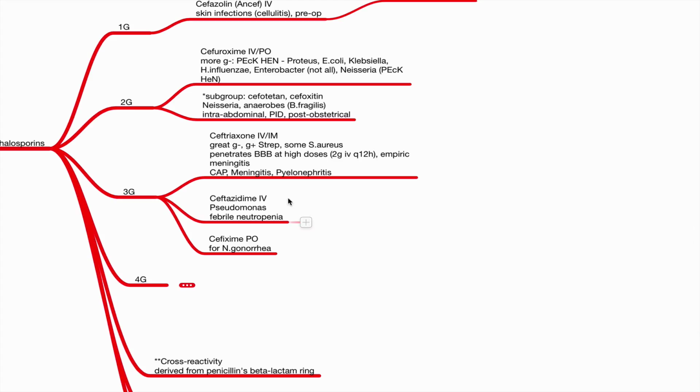Another third-gen cephalosporin, ceftazidime, is worth knowing because it does cover Pseudomonas, and you may see ceftazidime used as a febrile neutropenia agent. And an oral third-gen cephalosporin is Cefuroxime, and this is strictly used for the case of Neisseria gonorrhea that is sensitive.